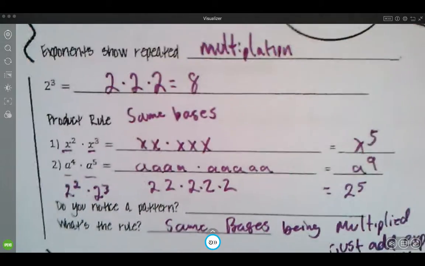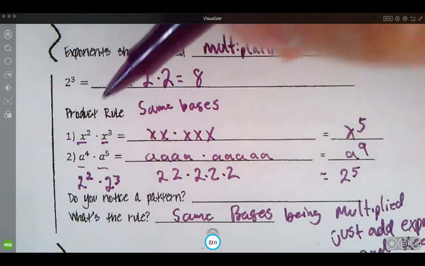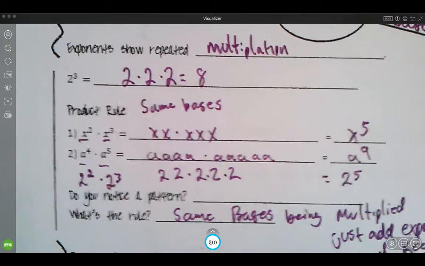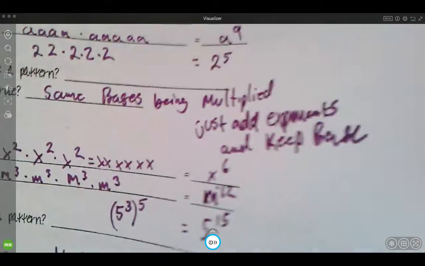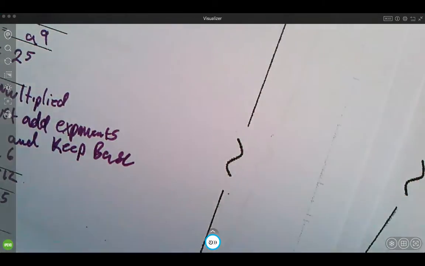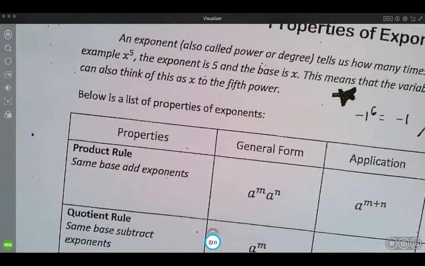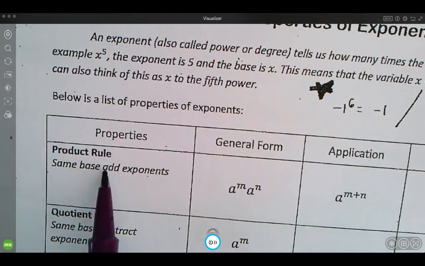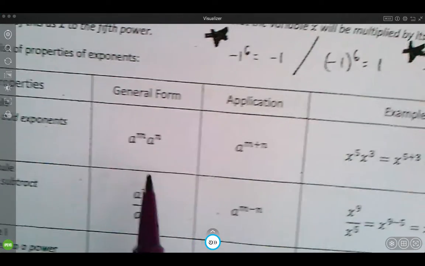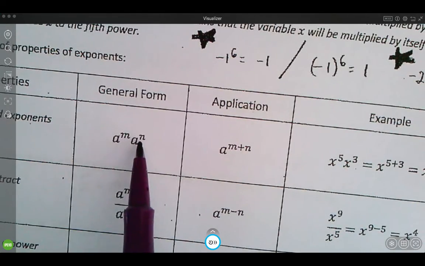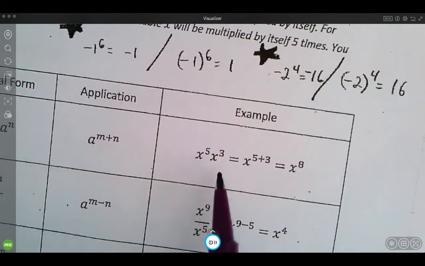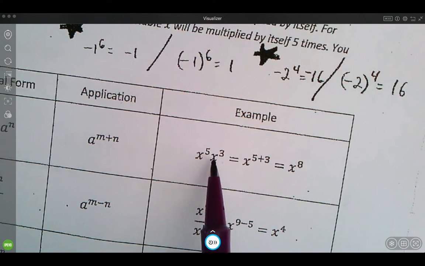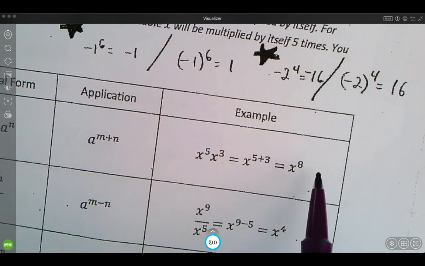Just to recap, I actually have it here. I'm going to include this in the PDF today. This does a nice job explaining the rules we just did. Here's the first rule we looked at: the product rule, same bases, add the exponents. So you just do m plus n, and for example, x to the fifth times x to the third is just x to the eighth.